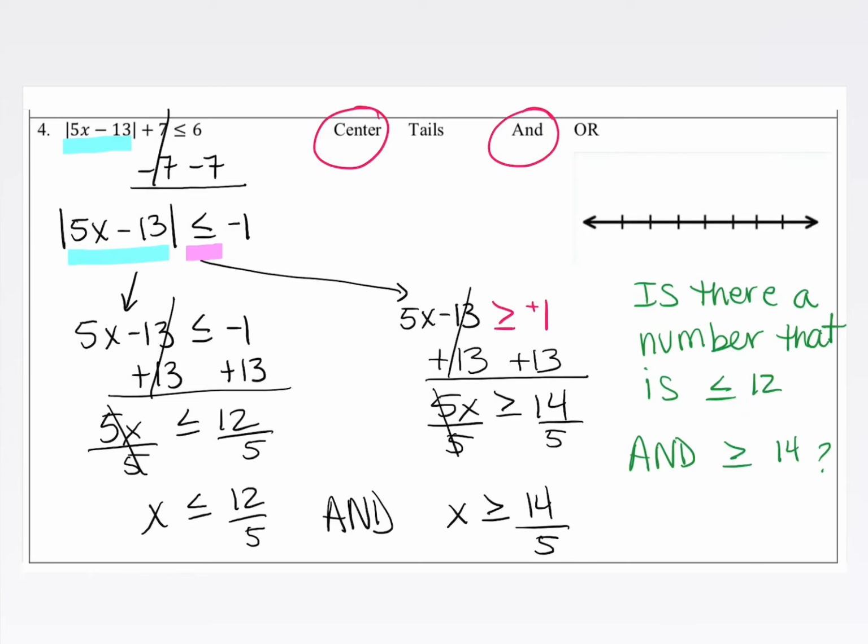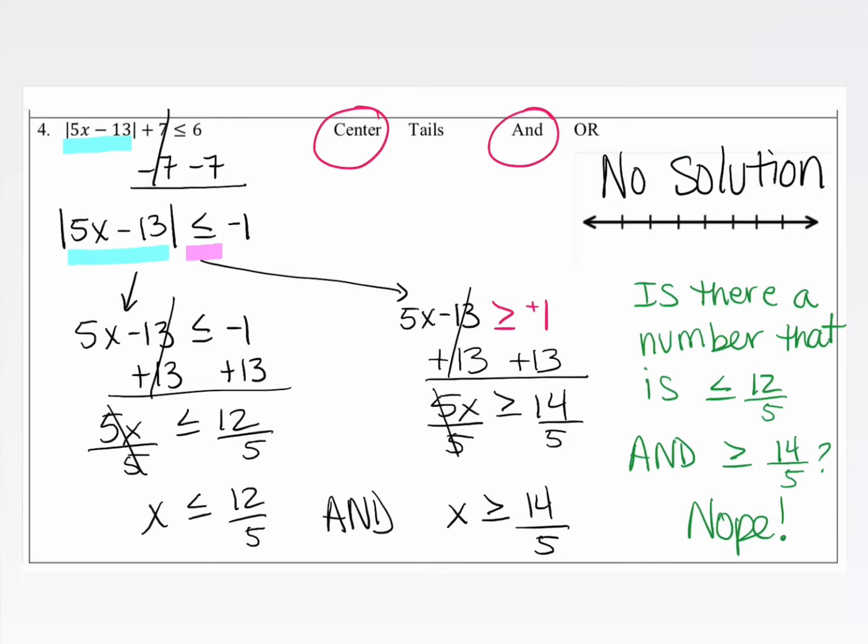So again, if we take away that denominator just to kind of minimize confusion, is there a number that's smaller than 12 and bigger than 14? No, there's no possible number that is smaller than 12 and bigger than 14. So same thing with 12/5 and 14/5. There is no possible number. Nope. So our answer is no solution. And for the graph for this, you don't even need to mark it up. You don't need to make any notes on the graph.